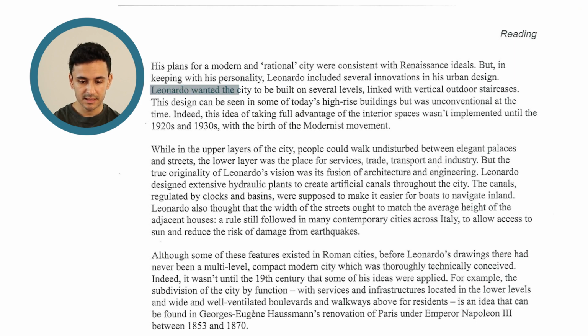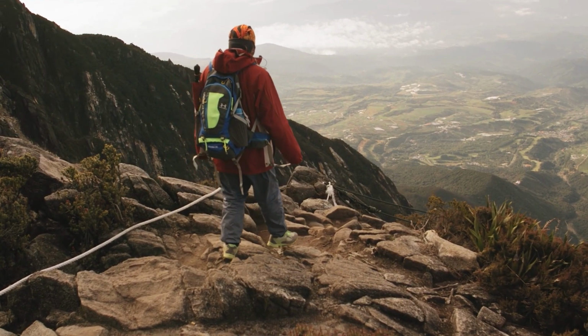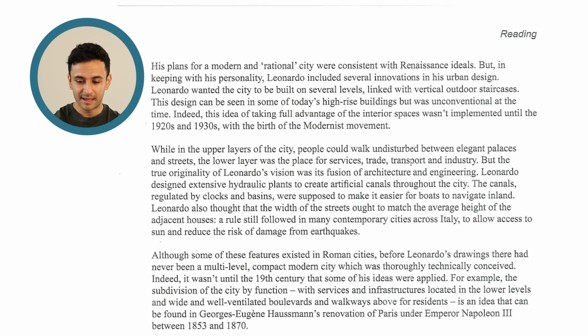Leonardo wanted the city to build on several levels linked with vertical outdoor staircases. So outdoor and exterior are synonyms. If I say the exterior of the building, it means on the outside of the building, and outdoor, it means something that happens outside your door. So it's somewhere outside, literally outdoor. But the word itself, outdoor, when I say I'm going outdoors, you can also go for a hike in the mountains or to some national park. So that's what outdoor means. And the aspect here itself is vertical outdoor staircases.